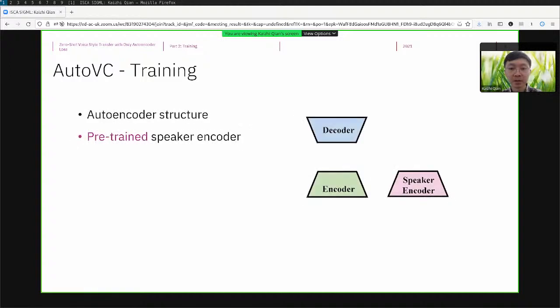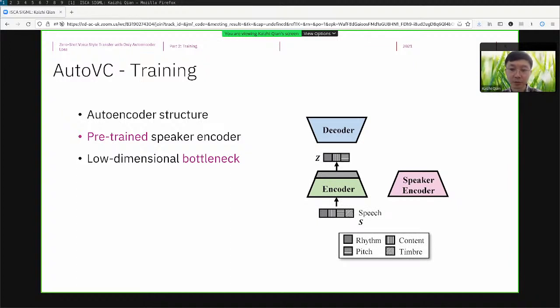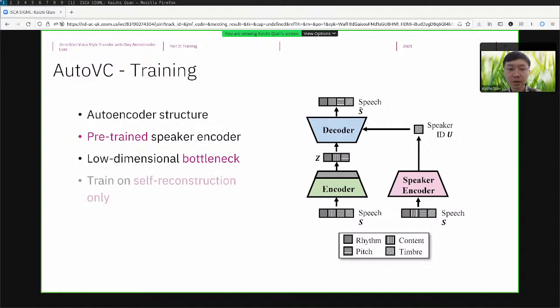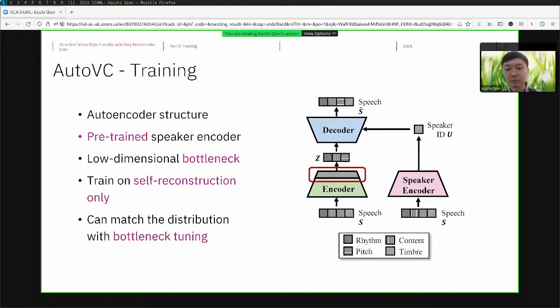For training, AutoVC consists of an encoder, a decoder, and a pre-trained speaker encoder, where the encoder has a low dimensional bottleneck as indicated by the gray tip. During training, the encoder takes the input speech and outputs the content code. The speaker encoder takes the input speech and outputs the speaker identity label. Here, we assume that the speaker ID contains almost equivalent information to timbre because different people have different characteristic voices. Hence, we use the same block pattern as the timbre component to represent the speaker ID. Finally, the decoder takes the content code and the speaker label to reconstruct the input speech. It is only trained on self-reconstruction loss. And we will show that by carefully tuning the bottleneck, the conversion result will match the distribution of the target speaker uttering the content of the source speech.